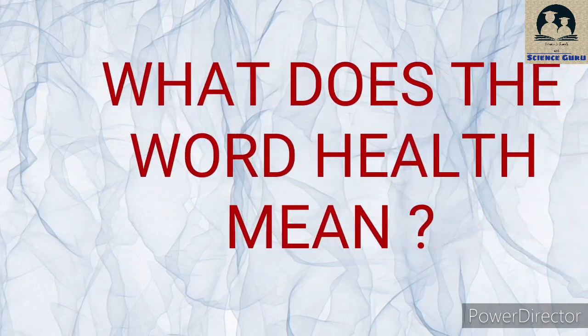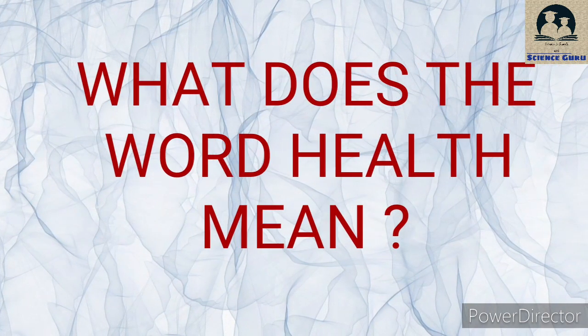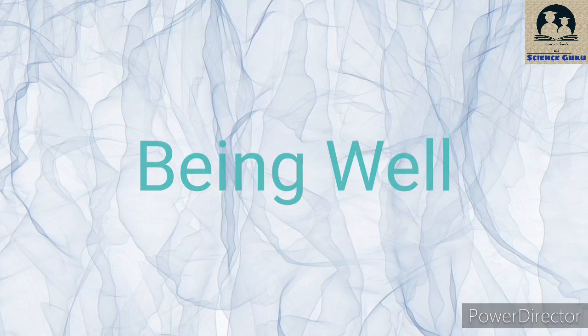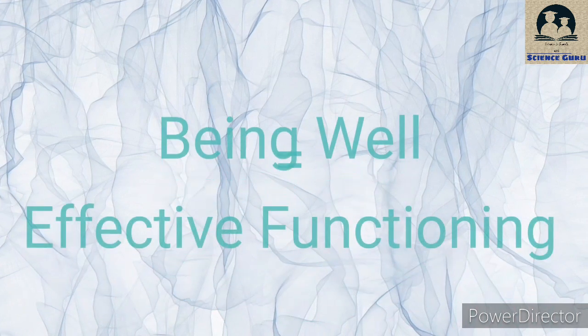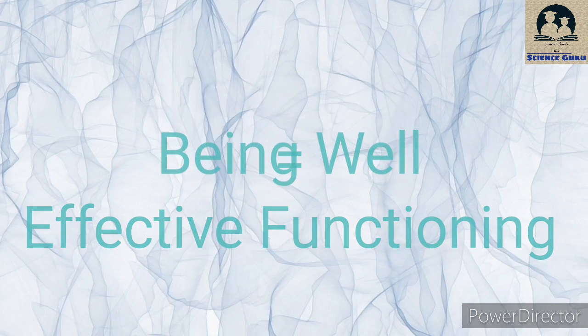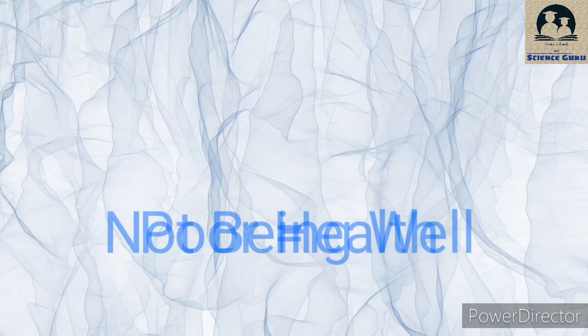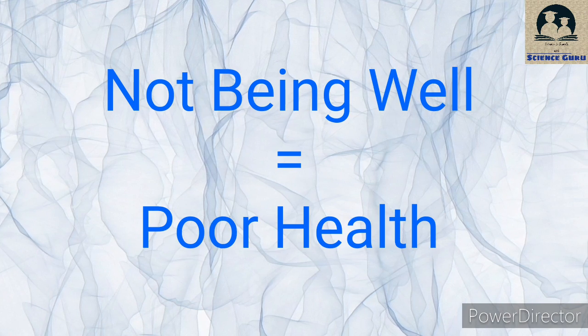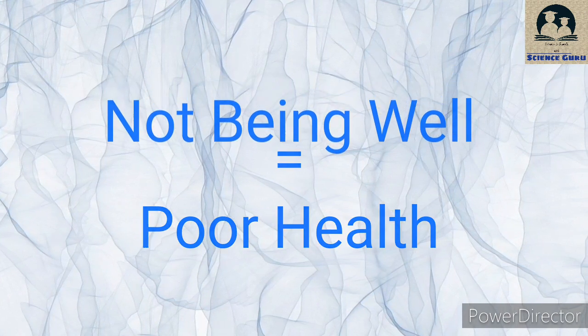So, what does the word health mean? If we think about it, we can realize that it always implies the idea of being well. We can think of this well being as effective functioning. So, this being well means effective functioning. In the first case of the grandmother, going out of the house, visiting neighbors is being well, and not being able to do so can be termed as poor health.